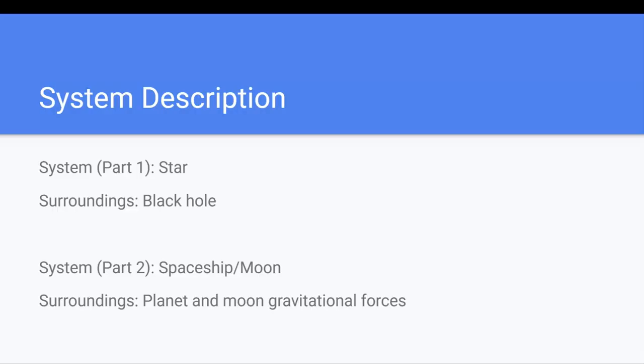In part 1, the system is the star and the surroundings is the black hole. In part 2, the system can be the spaceship or the moon, while the surroundings include the planet and other bodies applying gravitational forces.